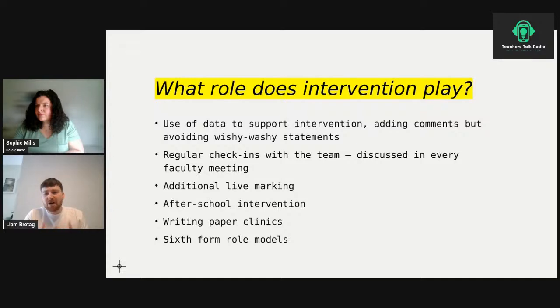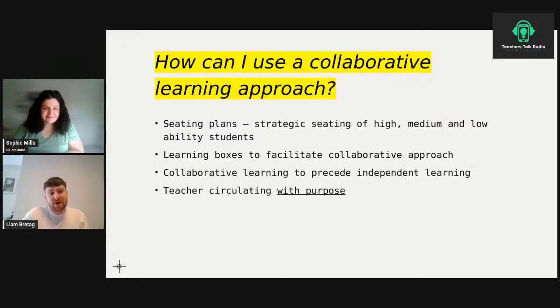There's additional live marking, which is one of the things that we do. We have after-school intervention, and writing paper clinics after a big assessment. Students will come at break time or lunchtime, talk with their teacher and get that small group tuition. And sixth form role models. If you're lucky enough to have Key Stage 5 at your school, as we have, we always ask Key Stage 5 whether they would like to come and support our Year 10s and Year 11s. They're always happy to, because obviously that looks good for their experience as well.